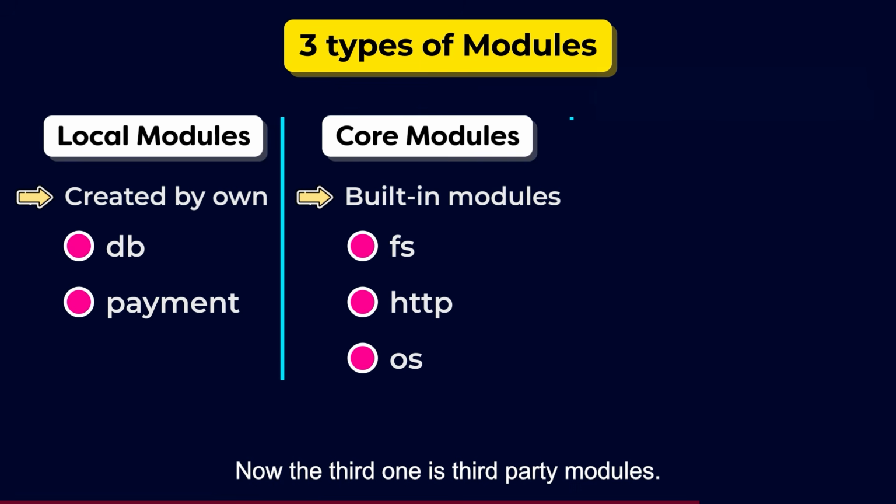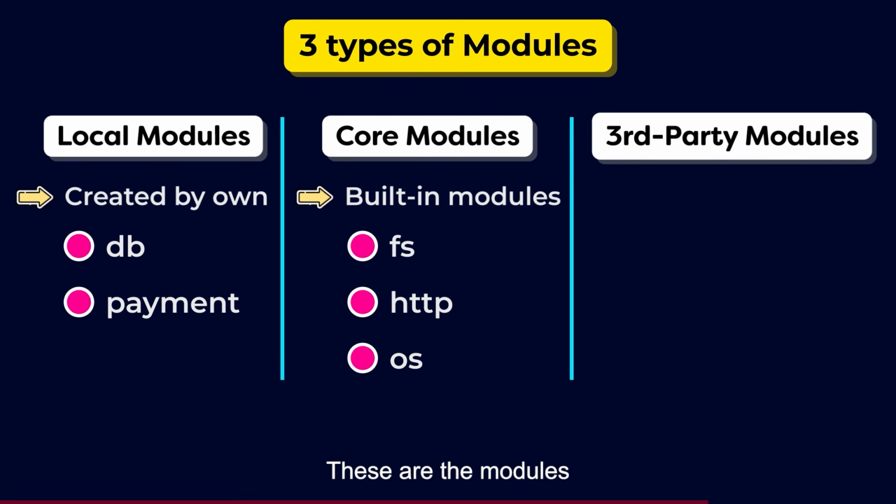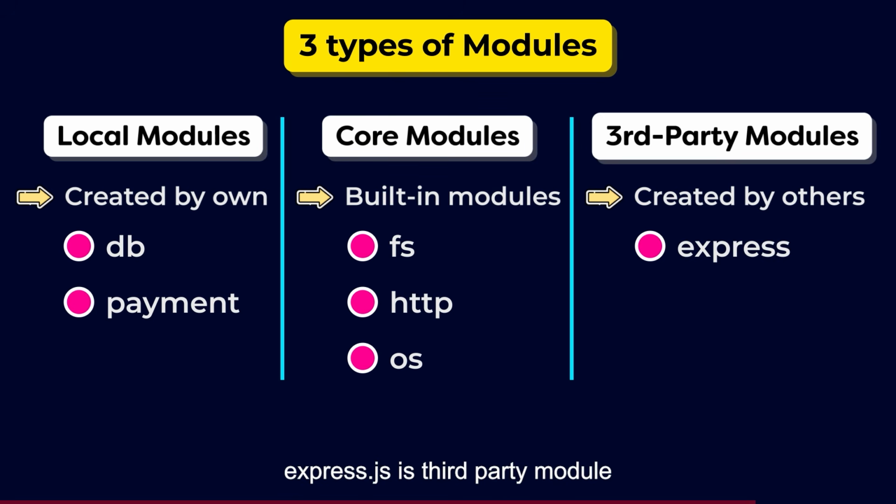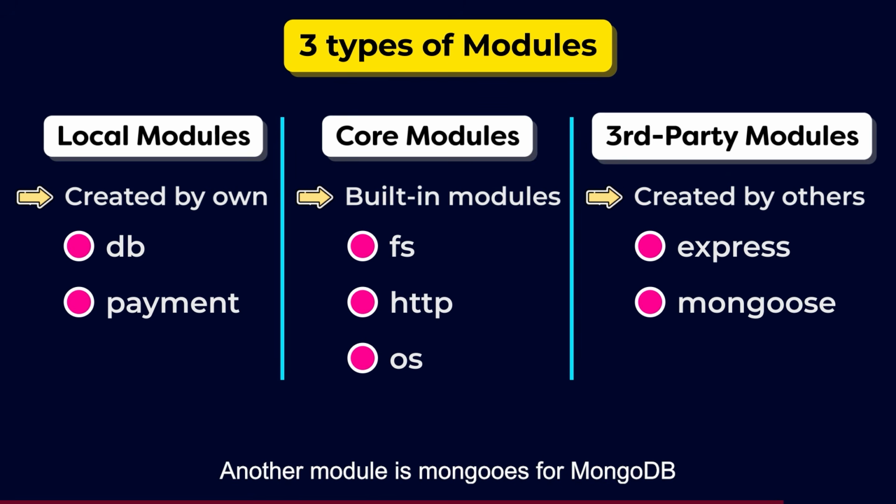Now the third one is third-party modules. These are the modules which are created and published by other developers. If we want to use them, then we have to manually install those modules in our project. For example, Express.js is a third-party module which helps us to build APIs fast. Another module is Mongoose for MongoDB, etc. These are third-party modules built by someone else, and we can also use them in our project. Don't worry about all these things, we will go step by step and learn each of them.